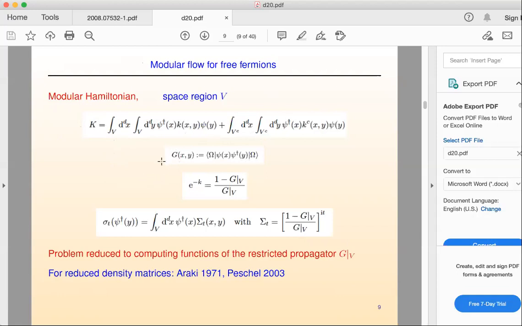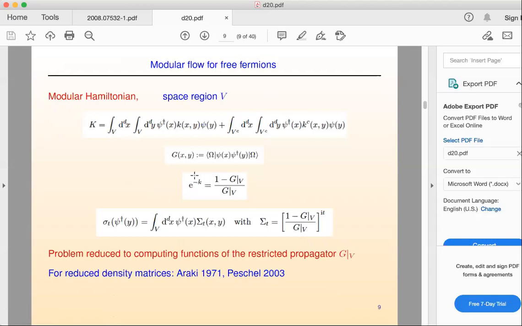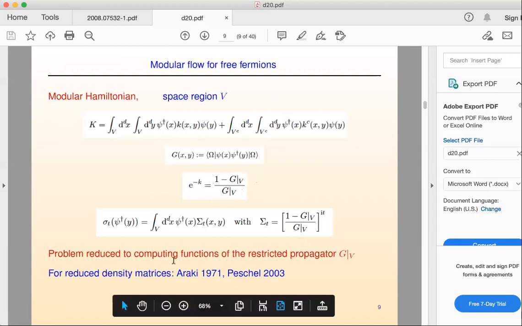It can actually be shown, so this was actually studied a long time ago already for reduced density matrices. Here are some references, so you can see this for a while. It has been shown that e to the minus K, with K this kernel, can be written in this way here, where g is the propagator restricted to this particular spacetime region V.